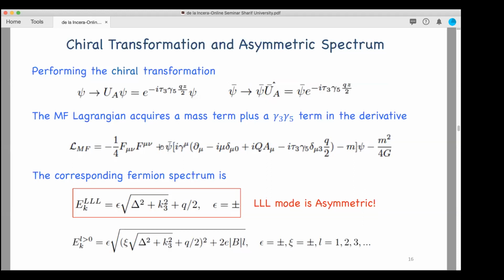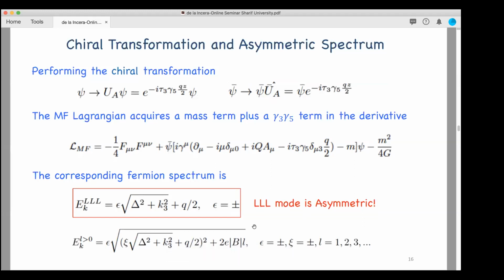And when you study this theory, and you find the fermion spectrum for this theory, you see that the spectrum is asymmetric for the lowest Landau level particles.